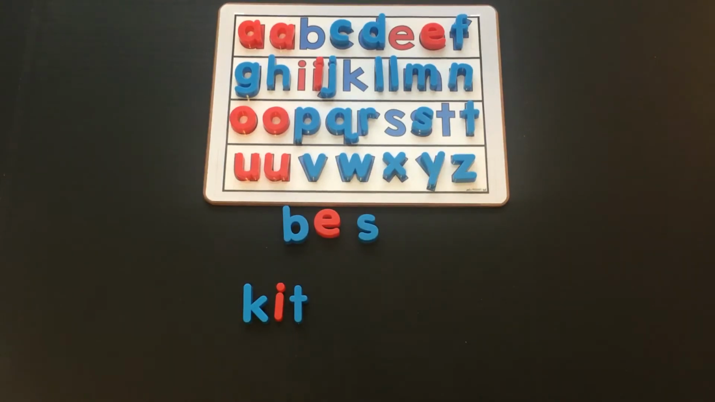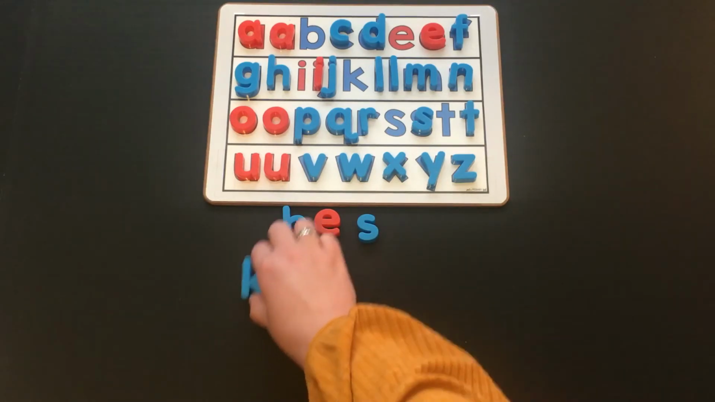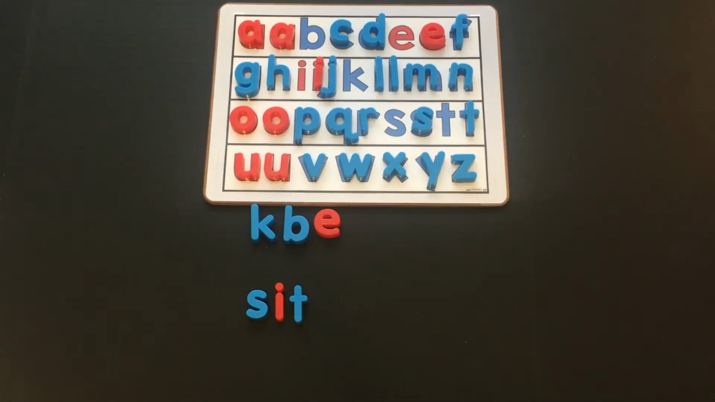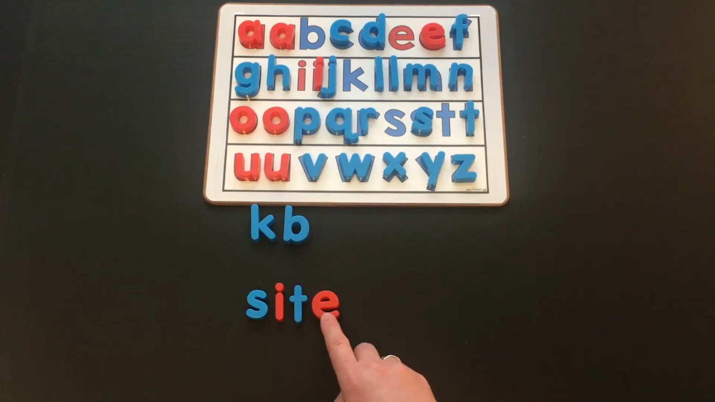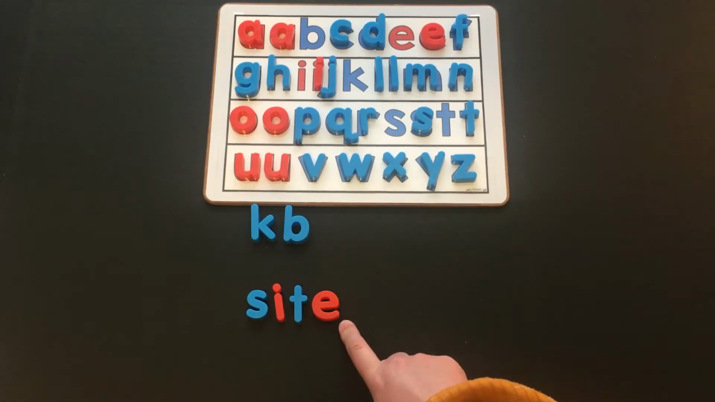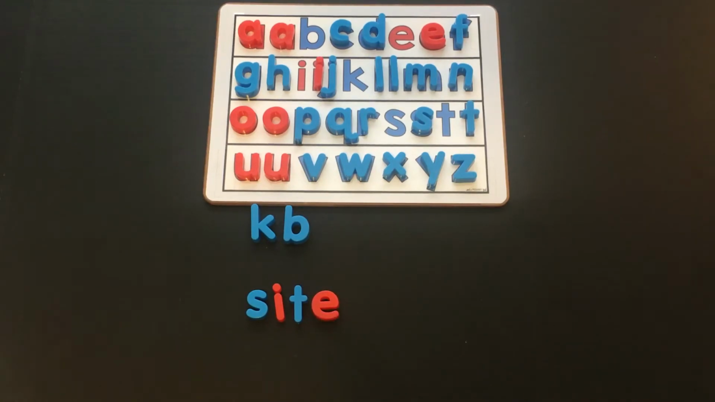Now let's change kit into sit. I need to change K into an S. S-it, sit. Do you hear that short sound? Ih, ih. Now let's change sit into sight. What did you do? Did you add silent E? We know silent E is going to make the vowel say its name. I. S-ight. Sight. And we know that silent E is what? Silent, right? We don't hear it. Sight. Let's go ahead and put our letters away.